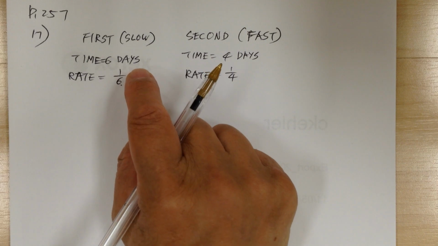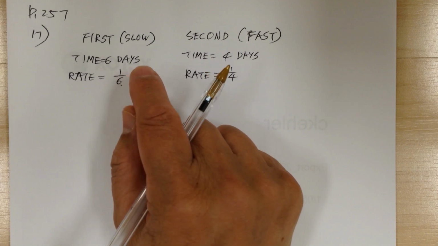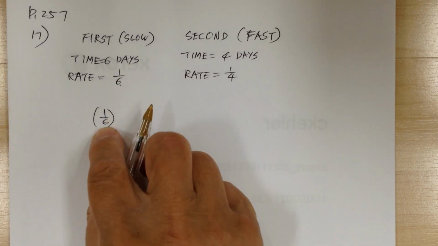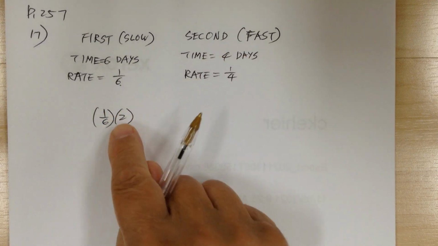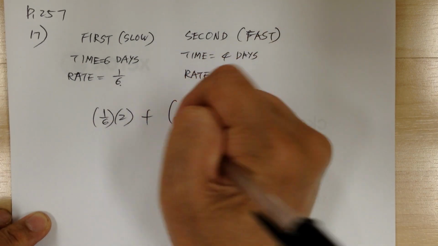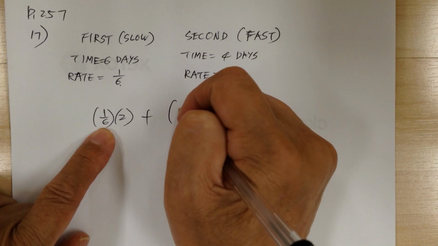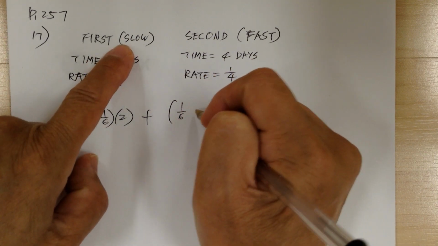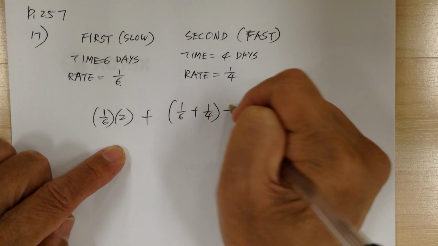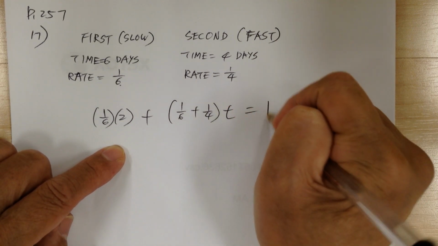Okay, it says if the slow crew works alone for the first 2 days. So each day is 1/6, so times 2 days. Okay. So after 2 days, then it's joined by the faster crew. Okay. So now that they're going to join together. So the slow plus the fast times the time you don't know. So call it t, and this will equal to 1 field.